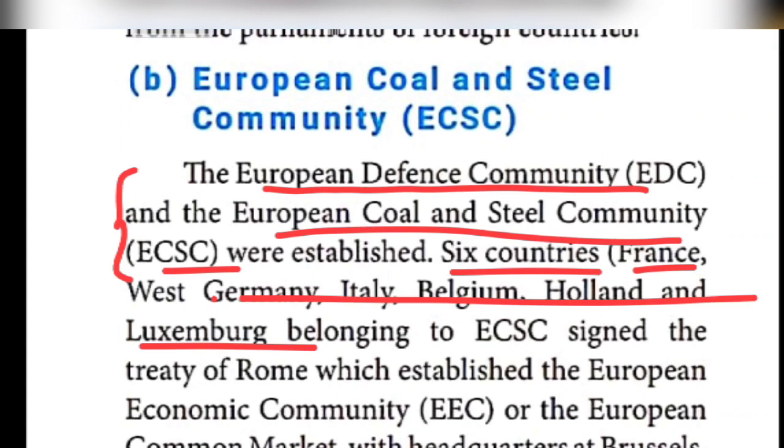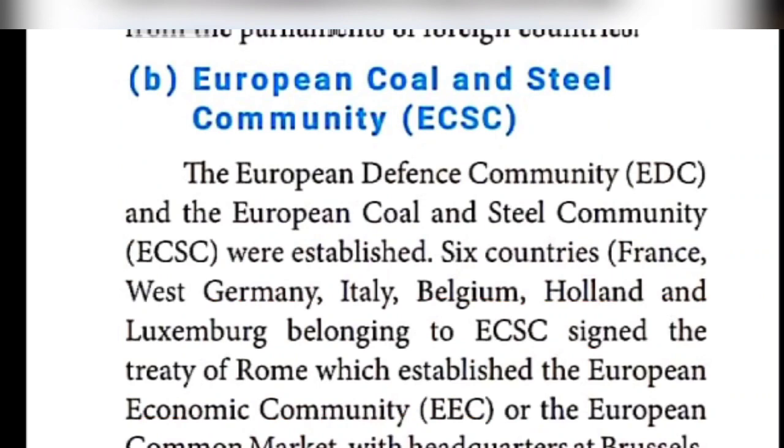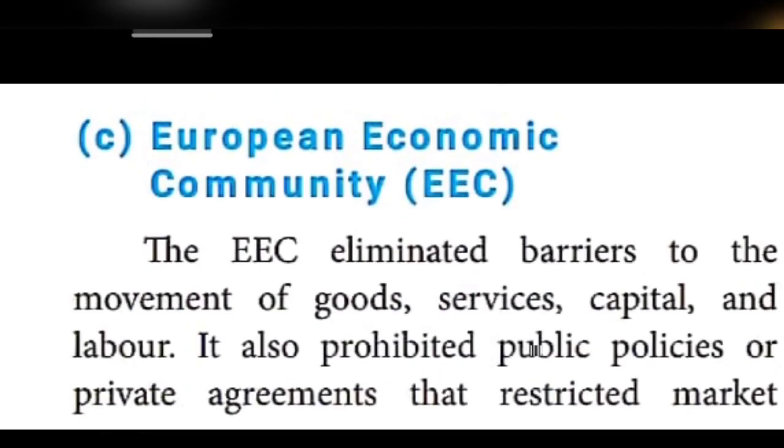The countries belonging to the European Coal and Steel Community signed the Treaty of Rome, which established the European Economic Community, or the European Economic Common Market. They had a common currency, called the euro, with the headquarters at Brussels, which is in Belgium.